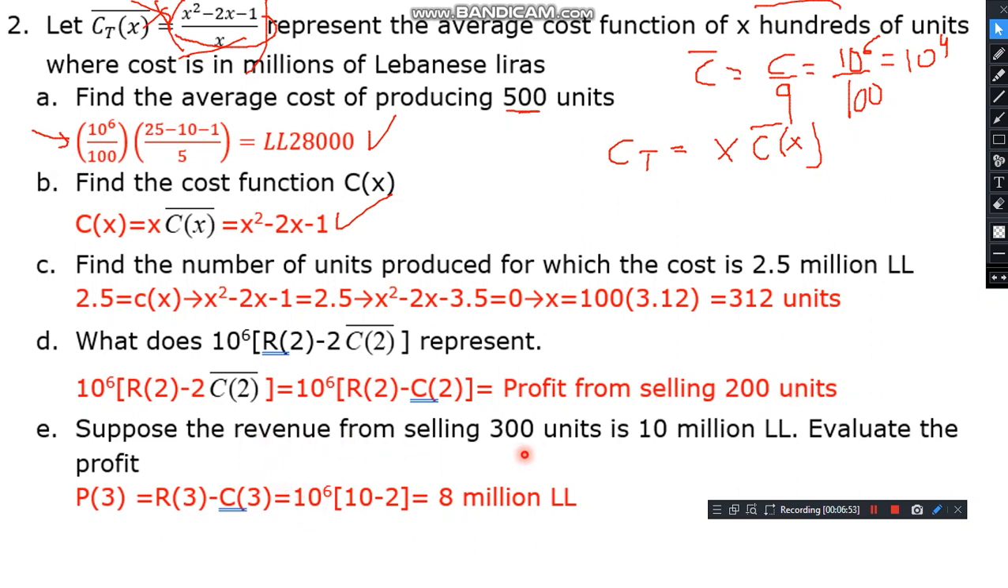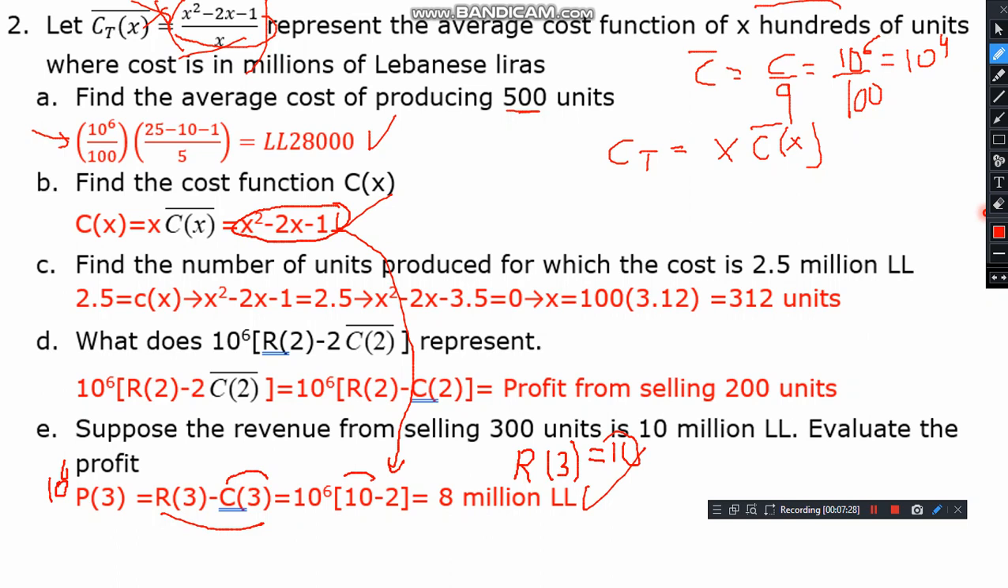Suppose the revenue from selling 300 units is 10 million. So here they gave us that R of 3 is 10. Evaluate the profit. We know that the profit is revenue minus cost. This is in million. So R of 3 is 10, and we need to find C of 3. To find C of 3, we replace it here. It's 9 minus 6 minus 1, so it's 2. So the answer is 8 million.